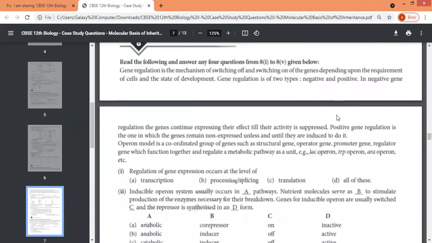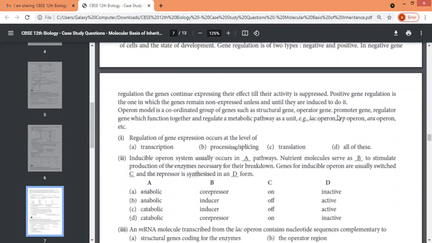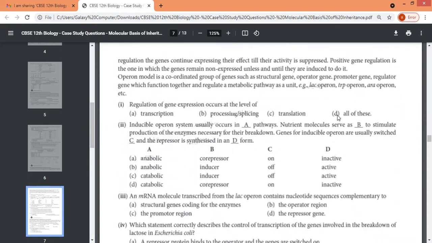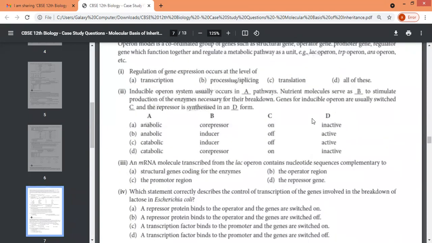Gene regulation is the mechanism of switching off and switching on of the genes depending upon the requirement of cells. Okay, so this is one paragraph. Depending upon it, again, yeah, correct. Regulation of gene expression occurs at the level of transcription, processing, translation, all of these.